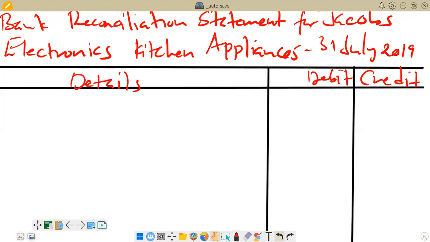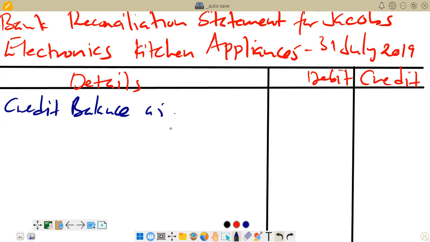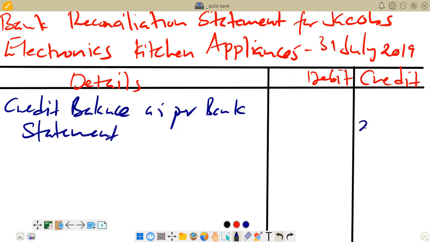So on our bank reconciliation now, we are starting with the figure for our balance. Remember, this was a credit balance. So we are saying credit balance, the bank statement, is coming to the credit, and the amount that we have there is 285,697. Then we can go back to the question to see what we have next.